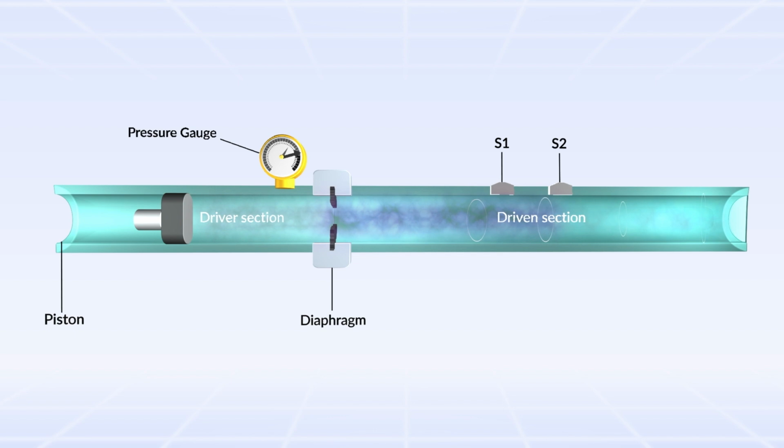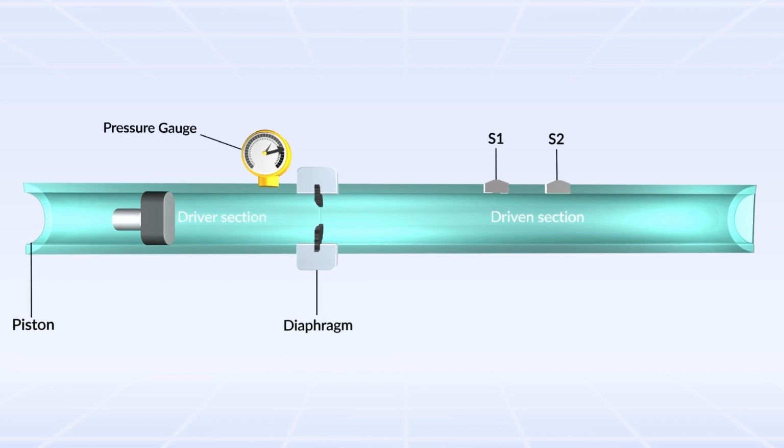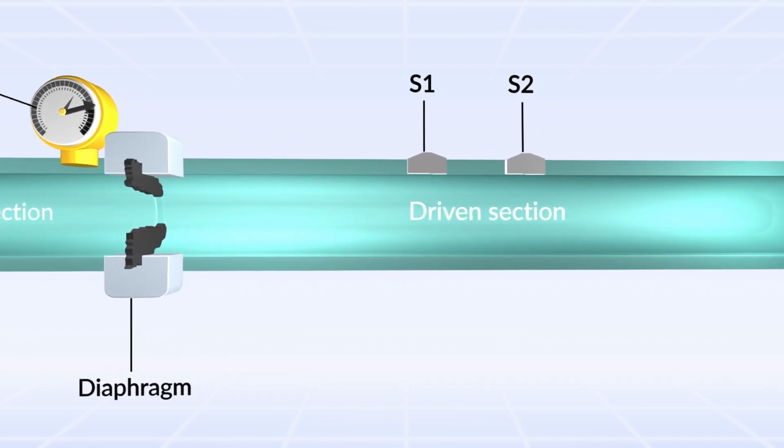Shock waves are generated. These shock waves, which traverse along the length of the driven section, can be of two types: primary shock waves and the shock waves generated as a result of reflection of the primary shock waves against the wall of the shock tube. Remember those two sensors placed atop the driven section? Yes, these sensors S1 and S2 sense the pressure from the shock tube as signals.